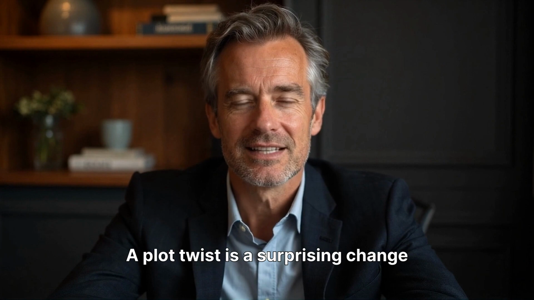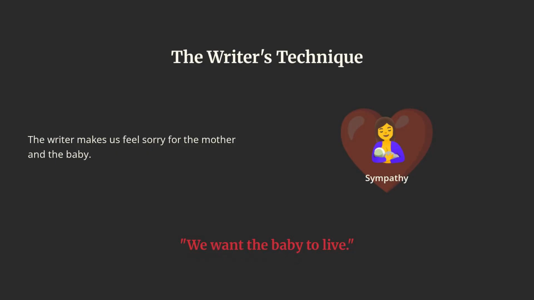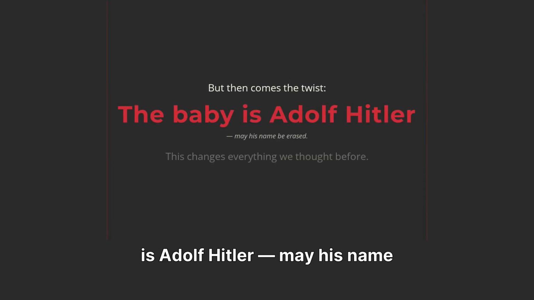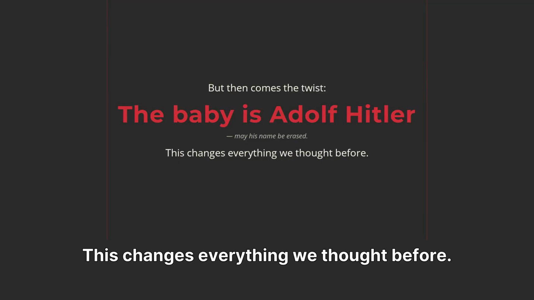A plot twist is a surprising change in the story. In this story, the writer makes us feel sorry for the mother and the baby. We want the baby to live. But then comes the twist. The baby is Adolf Hitler. May his name be erased. This changes everything we thought before.